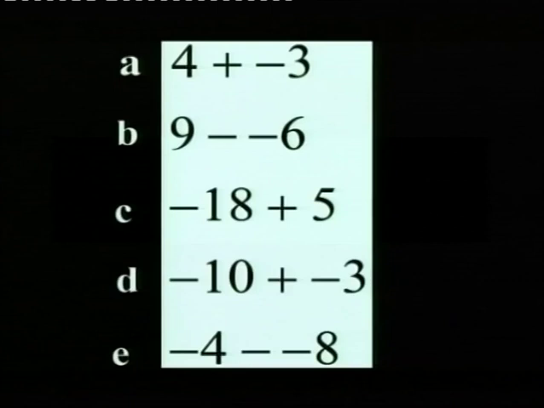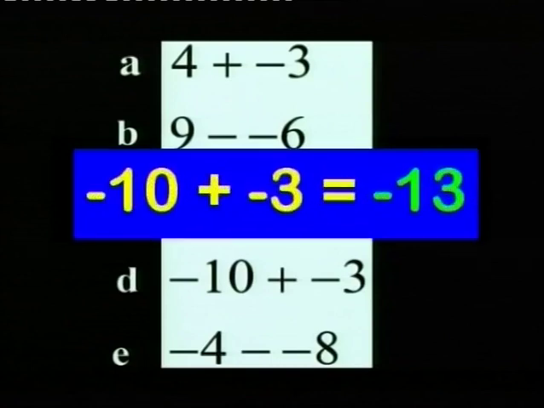Okay, this time you are adding 2 negative numbers. So when you add numbers with the same signs, what do you do? You add and you keep the sign. So negative 10 plus negative 3 is negative 13. Okay, receiving students and 8s.